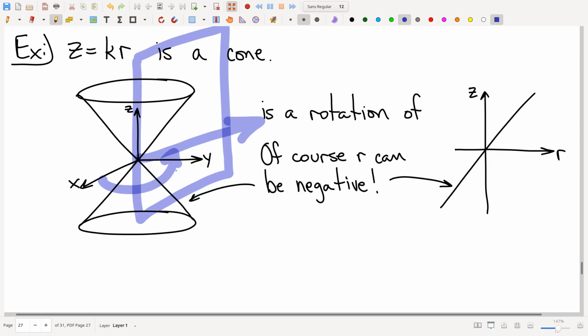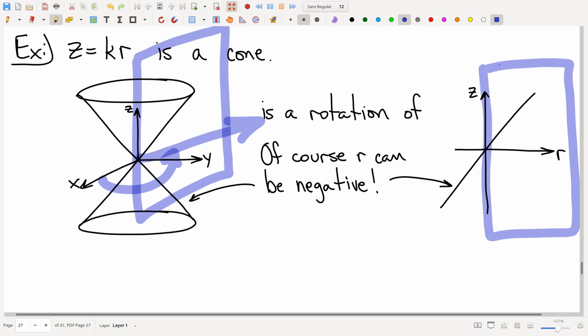And see what r as a function of theta looks like for that value of theta. And this is easy. I mean, z equals kr. Okay, that's a straight line. Right? Z is a function of r. Straight line.